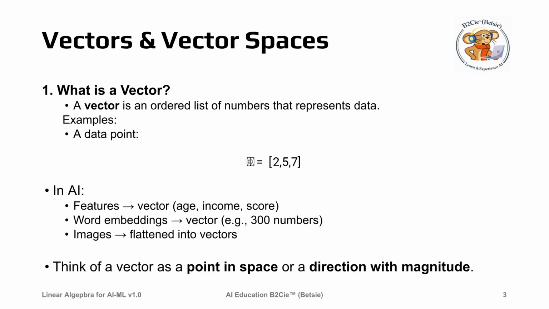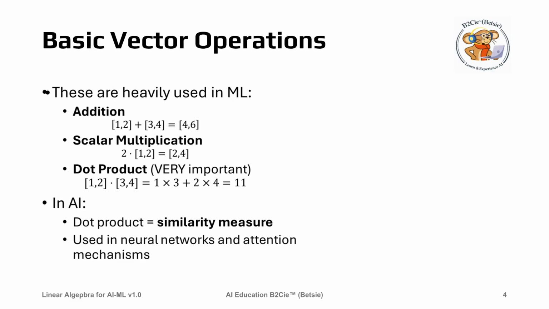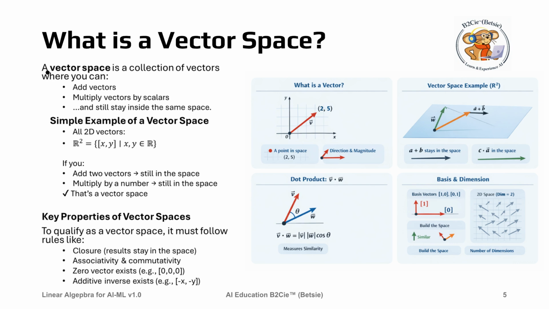A vector is an ordered list of numbers representing data, like a data point or features such as age and income. In AI, think of a vector as a point in space or a direction with magnitude. Examples include word embeddings and images flattened into vectors. Basic vector operations heavily used in ML include addition and scalar multiplication. The dot product is very important, as it measures similarity in AI and is used in neural networks and attention mechanisms.